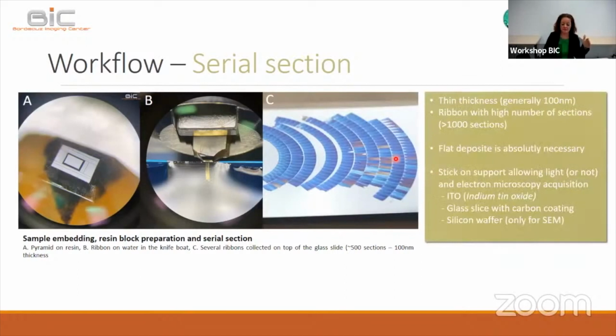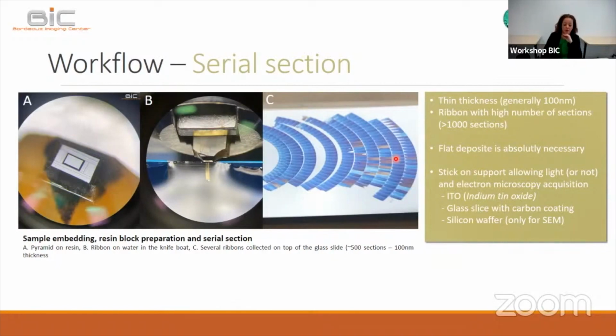So the thickness of the section is for us typically 100 nanometers. But it can be less or more, depending on the question and the volume that you have to explore. And we can collect more than 1,000 sections if we need, depending also on the question and the sample that we have. The flat deposit is absolutely necessary, because on the SEM, it's better to explore all the surface of the sample.